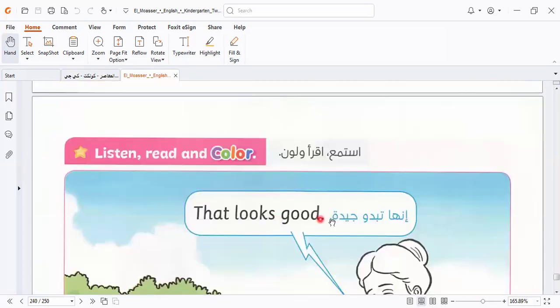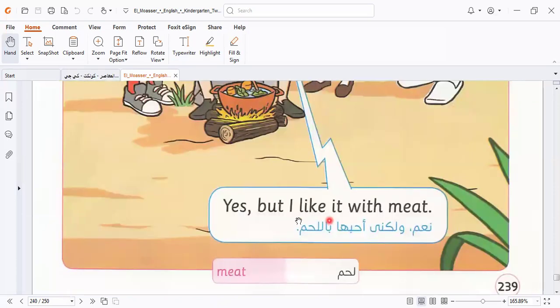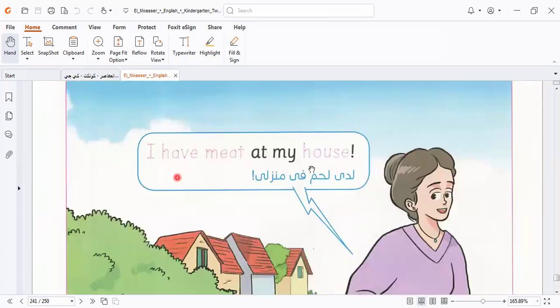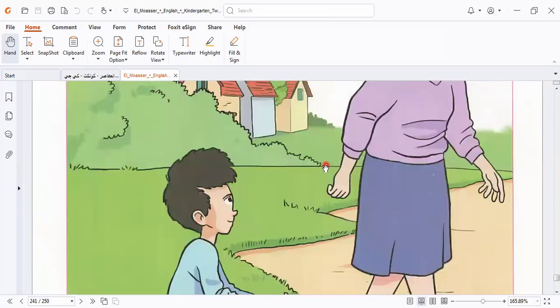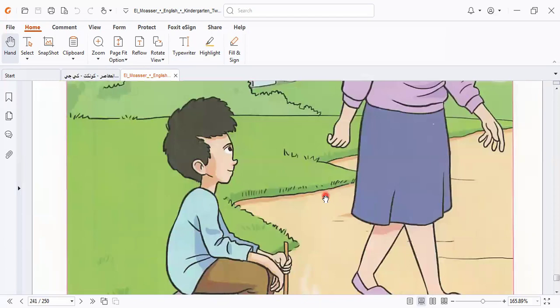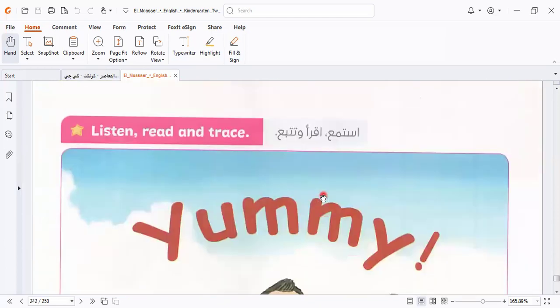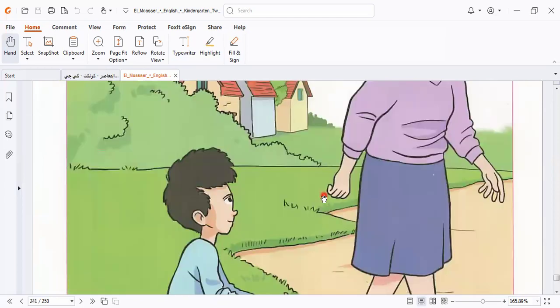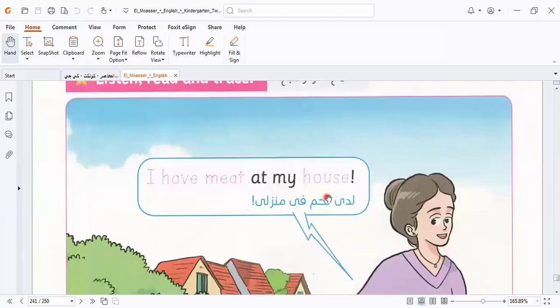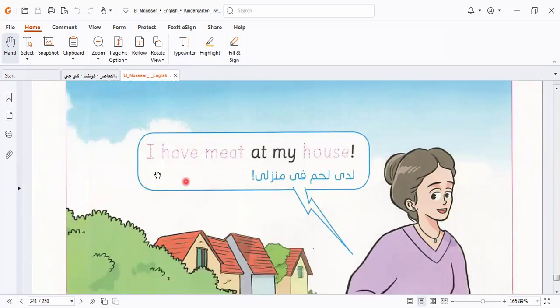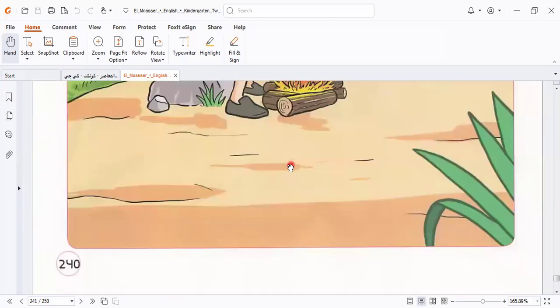That looks good. Yes, but I like it with meat. I have meat at my house. So all this food, and we take a stone. I think it's not logical. We have cabbage, we have carrots, we have meat, and we eat a stone. I think it's not good. I have meat at my house. Yummy.